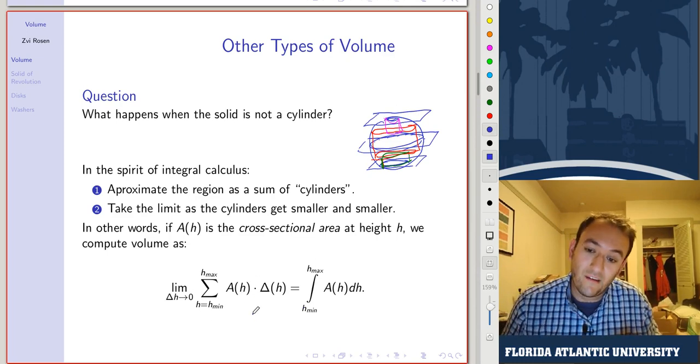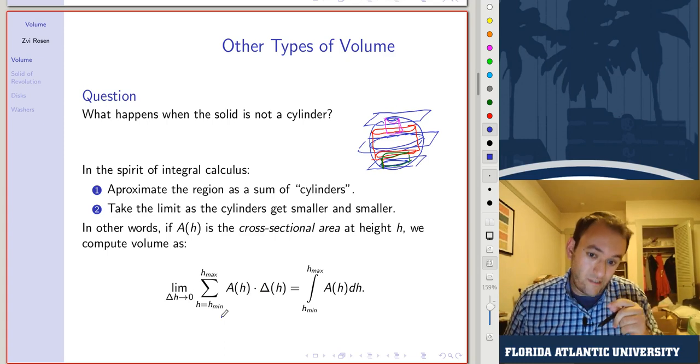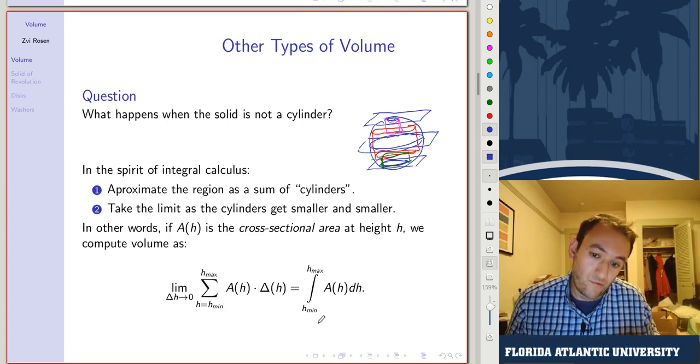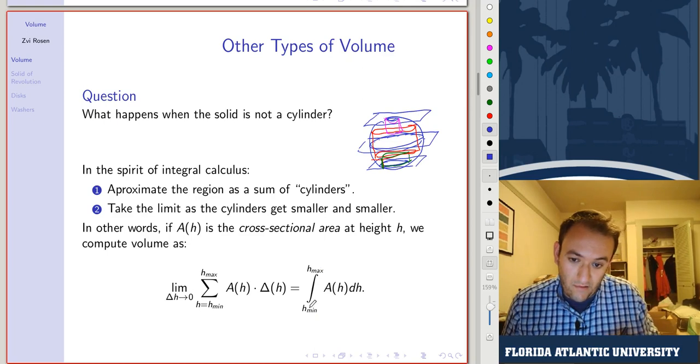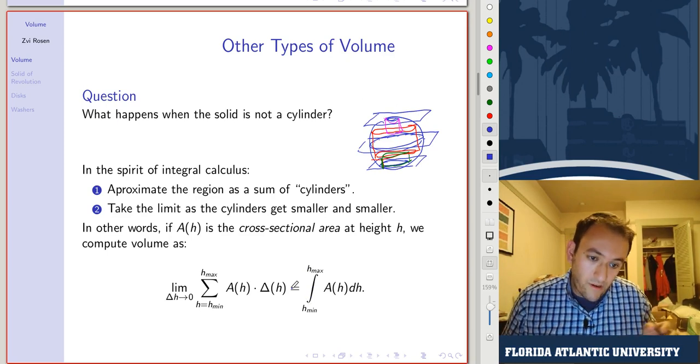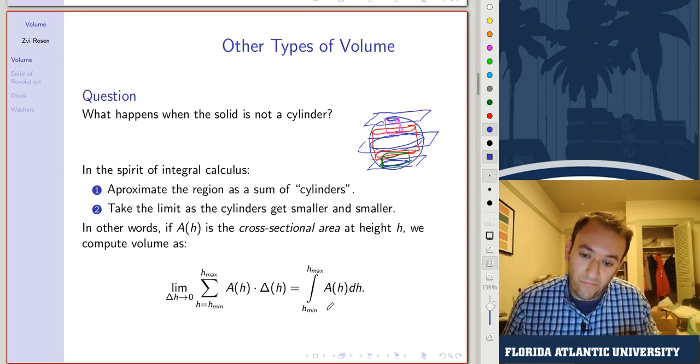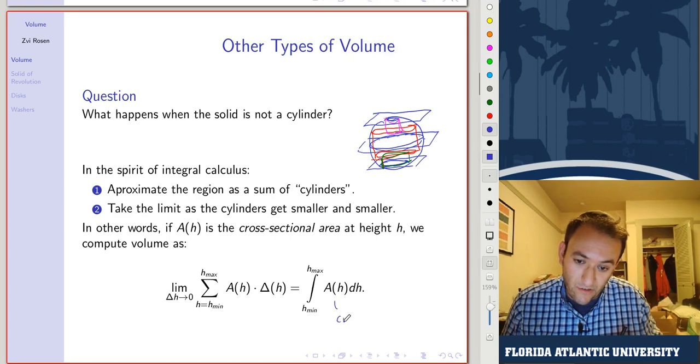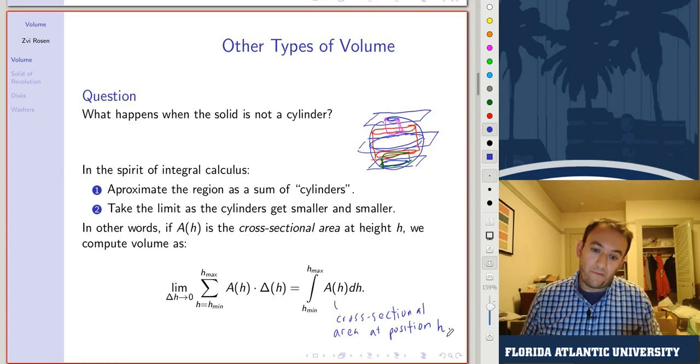We're taking the limit of the cross-sectional area times the thickness. And then as you take the limit where that thickness goes to 0, what you're doing is approaching this integral, which is the integral from h min to h max. Okay, we can think of this as height or some other coordinate along the volume. And this is cross-sectional area at position h.